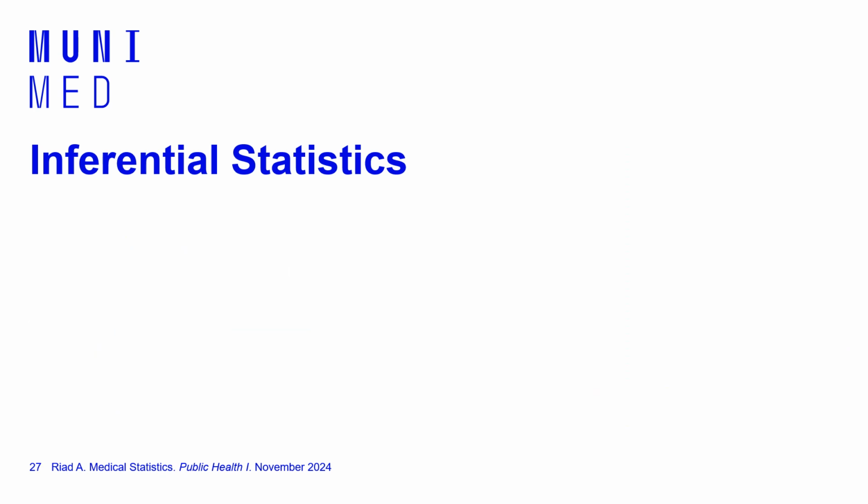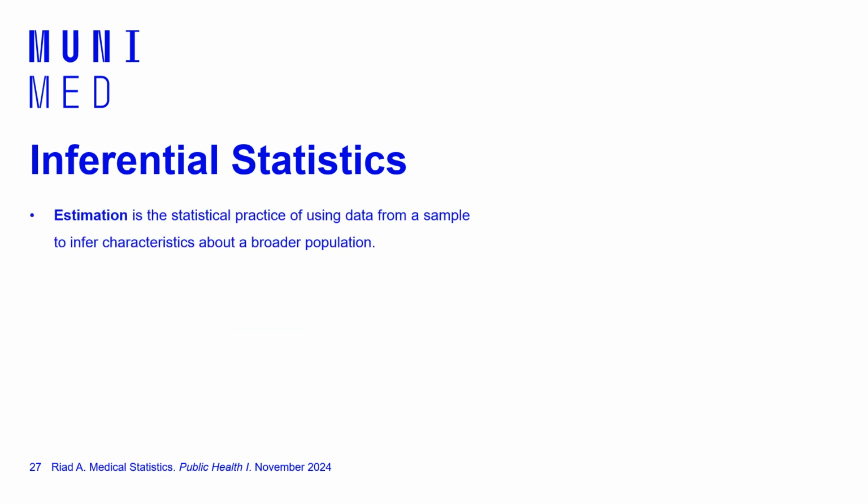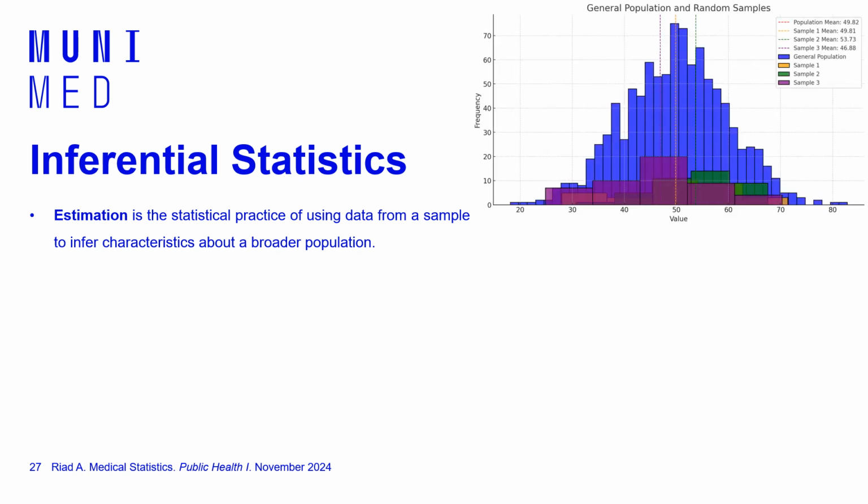So let's start with the first technique of inferential statistics, which is estimation. Estimation simply is the practice of using data from a sample to infer characteristics about a broader population. So look at this graph. In this graph, we have a general population, which is in blue color. Of course, we cannot examine all the individuals in this population. That's why we decided to take random samples from this population. For example, we have the yellow sample, which is sample number 1, sample 2, which is green, and sample 3, which is purple.